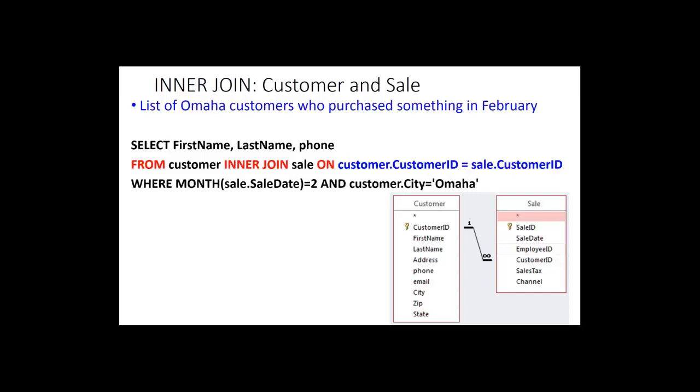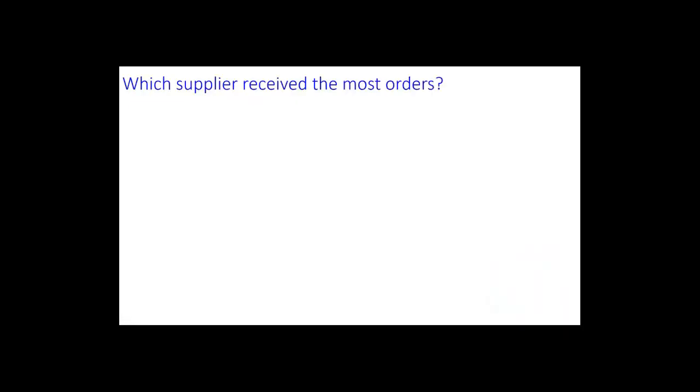After the join, the criteria: where month of sale date equals 2, it should be February, and customer city is Omaha. Here, customer.city is optional, since the only city field in these two tables is in the customer table, so we could equally say and city equals Omaha. And we can sort the list. Order by customer last name. ASC determines ascending order.